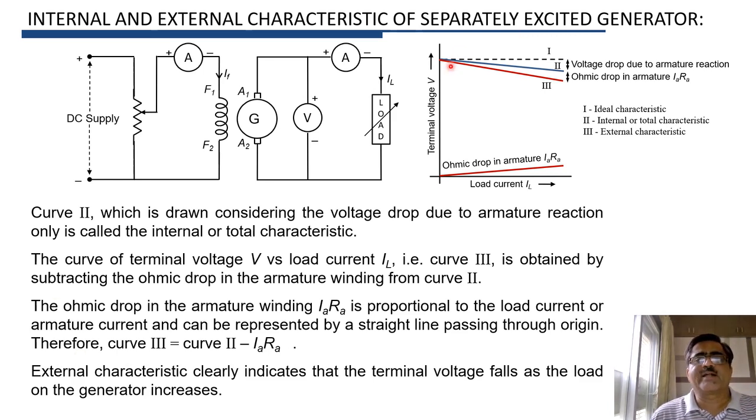Now from this characteristic curve 3, it can be noted that in case of a separately excited generator, the terminal voltage slightly decreases with increase in load current IL. So as load current increases, terminal voltage decreases. This is because of the voltage drop due to armature reaction and voltage drop in armature, that is IA into RA.